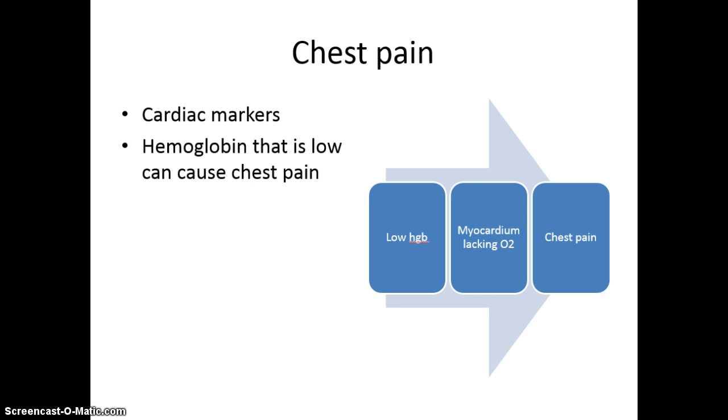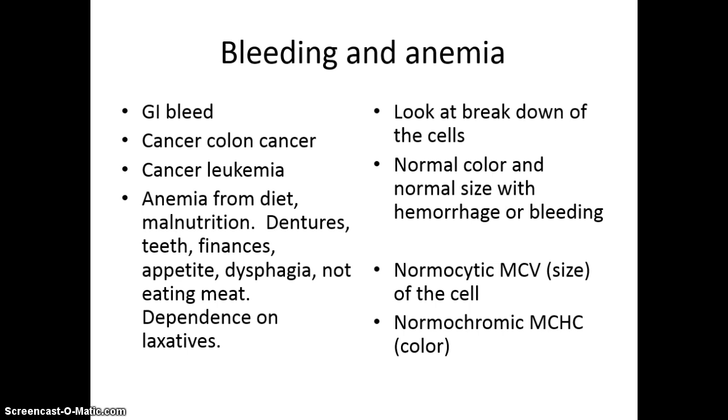The hemoglobin that's low can cause chest pain. Remember, your person that comes in with a hemoglobin of 7 or 8 might be having chest pain because you're not getting enough oxygen to that myocardium due to the low hemoglobin, low oxygen getting to the cells. So there are other things that we need to look at. With chest pain, you will hopefully see a hemoglobin and hematocrit level ordered as well to help us rule out anemia that could be causing the chest pain.